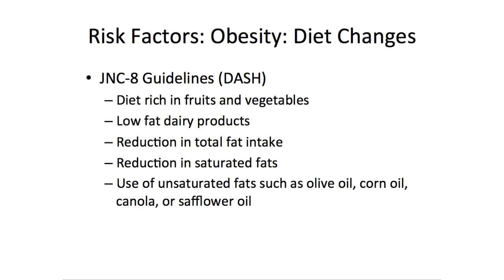I provided some quick formulas for determining ideal body weight and total caloric need just for your information. The following recommendations are from the JNC 8 guidelines, often referred to as the DASH diet. They encourage a diet rich in fruits and vegetables, low-fat dairy products, a reduction in total fat intake, a reduction in saturated fats, and the use of unsaturated fats such as olive oil, corn oil, canola, and safflower oil. I provided a little more detail on dietary recommendations in the following slides.